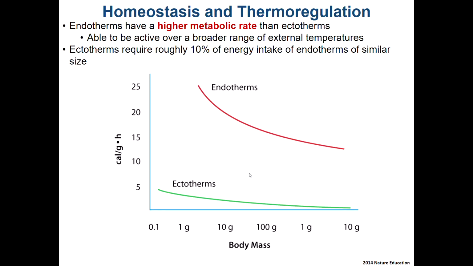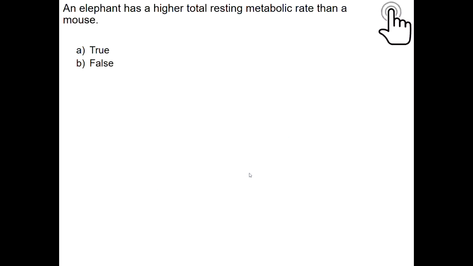So now it's time for your first question for the day. True or false? An elephant has a higher total resting metabolic rate than a mouse. So pause the video and answer the first question below.